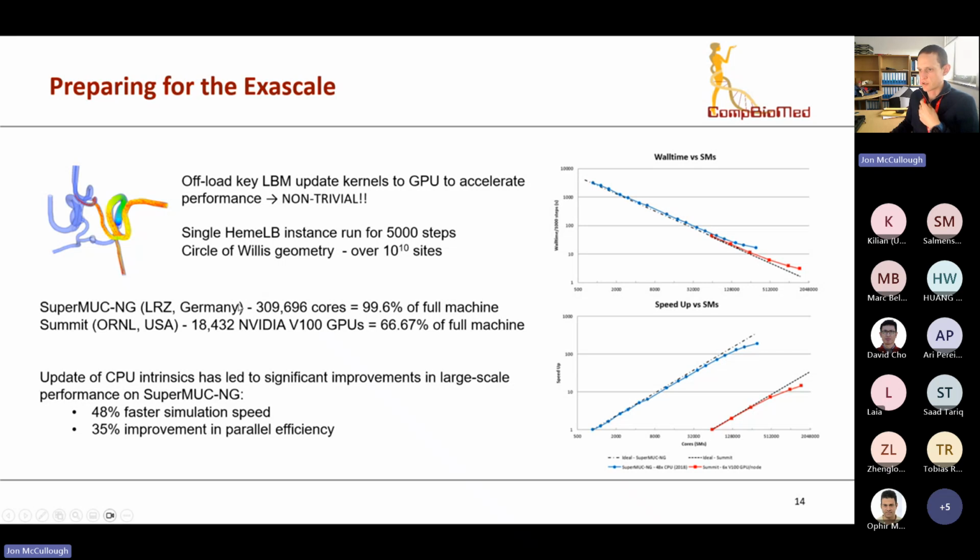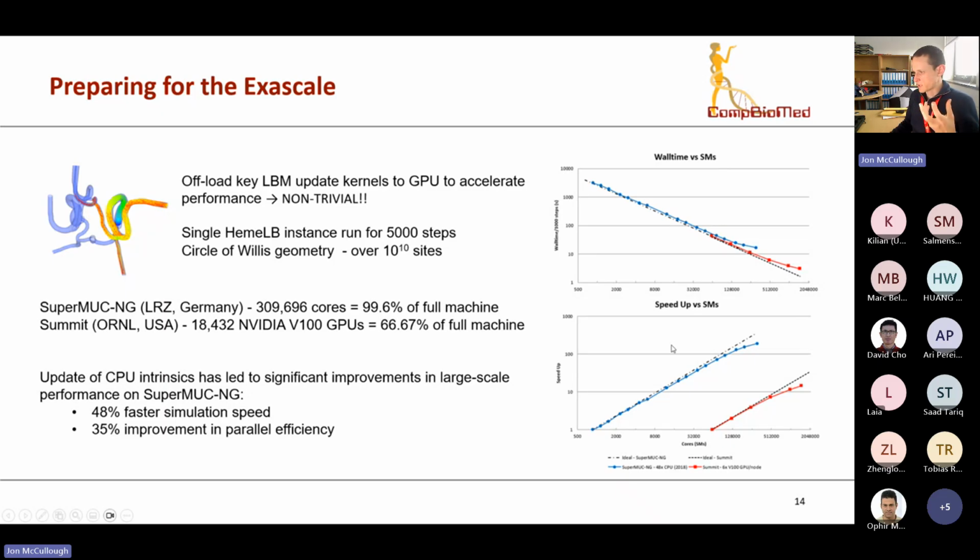CPU-only machine. This is run on the SuperMUC-NG machine, CPU-only, almost 310,000 cores. And compared to, at the time, the fastest machine in the world when we generated this data, the Summit machine, on almost 18,500 V100 GPUs. What we're seeing here is when you convert the two codes to an equivalent compute hardware unit, which is an SM, a streaming multiprocessor in the GPU itself, you're continuing a linear scaling property, but at a much higher scale on the GPU than what we're achieving in the blue CPU results.